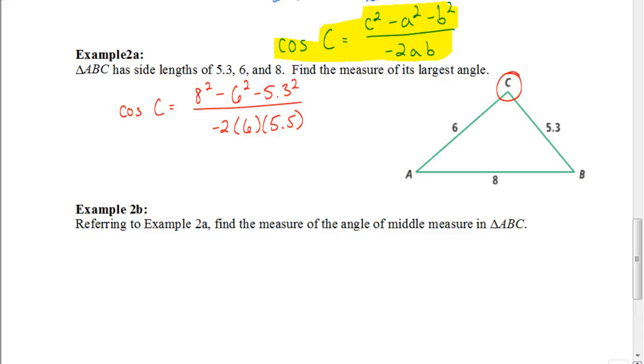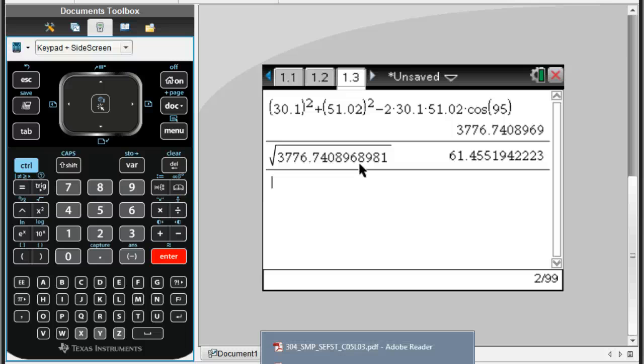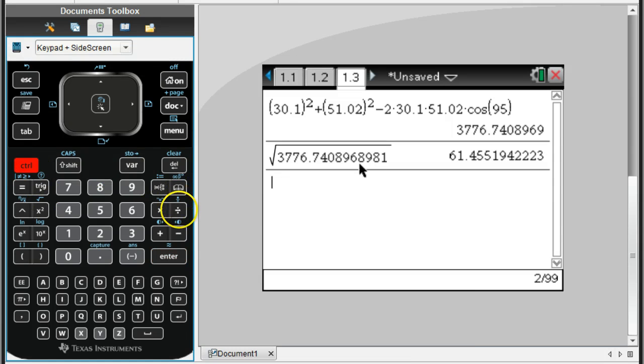Now, if you have the TI Inspire, there's a really, really good button to make sure that you're aware of that'll help you out. And that's the Control Divide button. When you hit Control Divide, it creates this fraction bar. So now we can type everything in our numerator and everything in our denominator all in one piece and then hit Enter to get our answer.